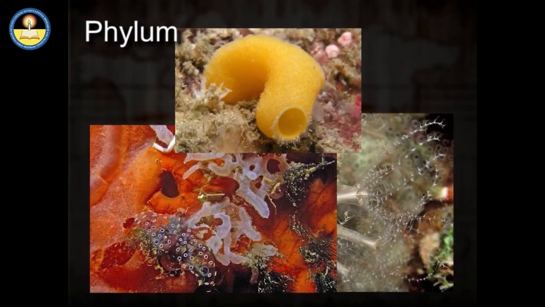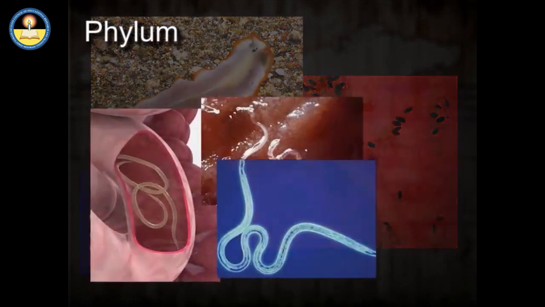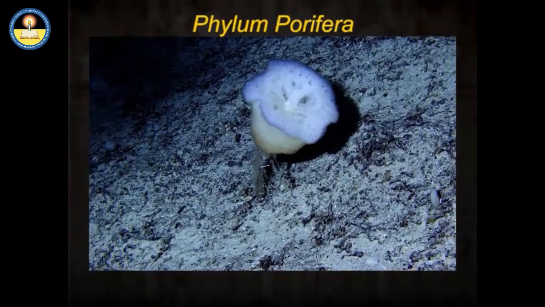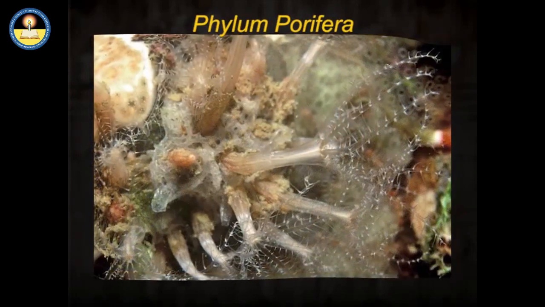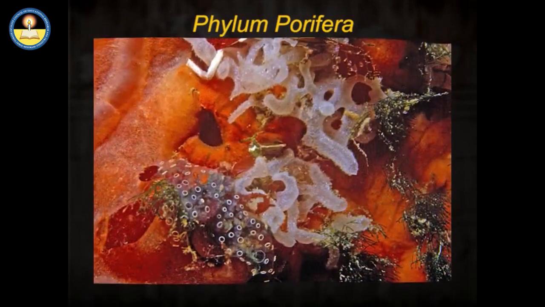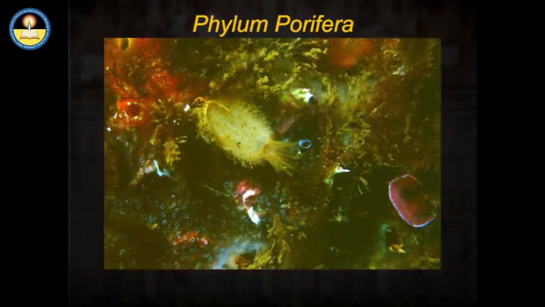The common features of all these animals which fall in one phylum form the basis for the classification of these animals. Let us discuss each phylum one by one. Phylum Porifera. Animals under this phylum are commonly known as sponges. These are the simplest multicellular organisms.